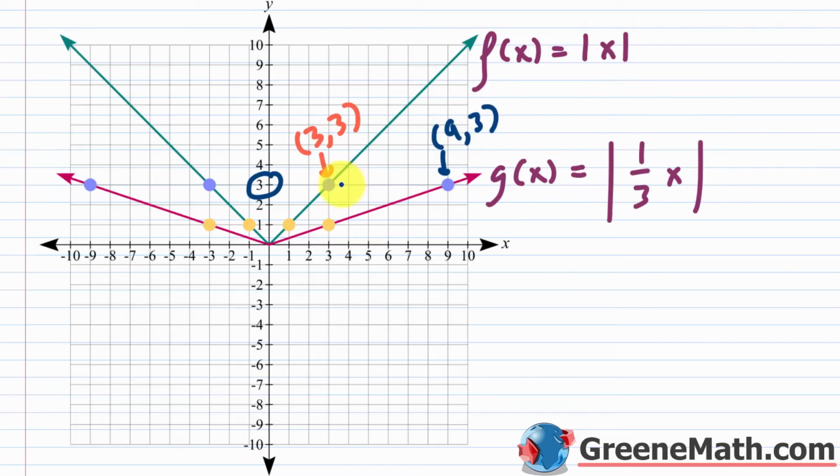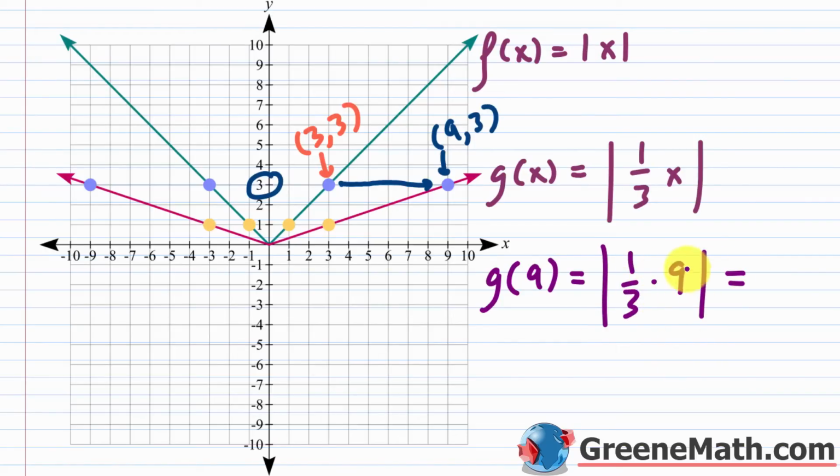See how this is being horizontally stretched? And you can plug in and see what's going on. You're basically going to undo the multiplication by 1/3 to get yourself back to where you have the absolute value of 3, which would give you 3. In other words, g of 9 would be equal to the absolute value of 1/3 times 9. Well, this would cancel with this and give me a 3. So I'm right back to that 3 that I plugged into the original function. So g of 9 would be equal to the absolute value of 3, which is 3.